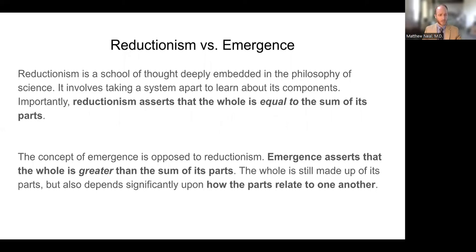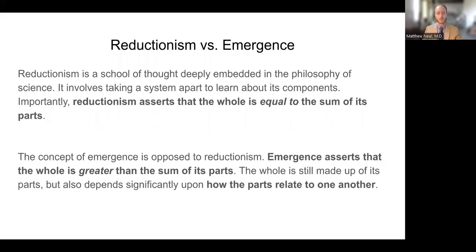It is implicit in our philosophy of science that we use commonly. Essentially, it's saying you want to understand the system, you take it apart and see what its components do. But the big assertion with reductionism and the problem for us in neuroscience is that it is saying that the whole is equal to the sum of the parts, not greater than, right?